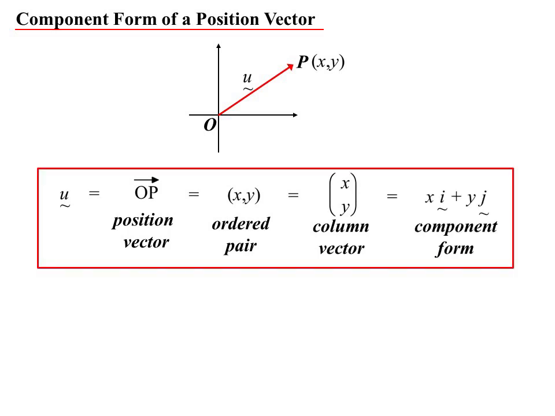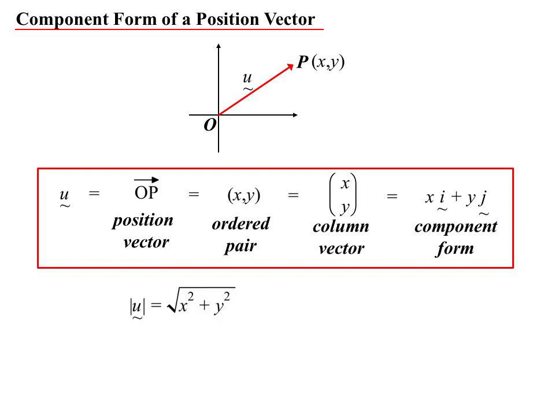Or you can break it up and actually write it in component form. And we say, well, it's going x, whatever the distance x is, in the i direction, the horizontal direction, and then we're going y, whatever length y is, in the j direction. That's what we call component form.